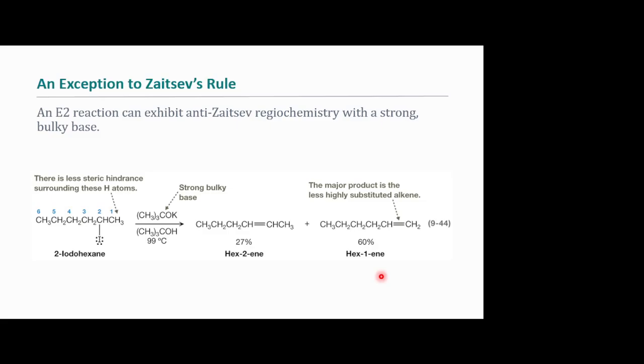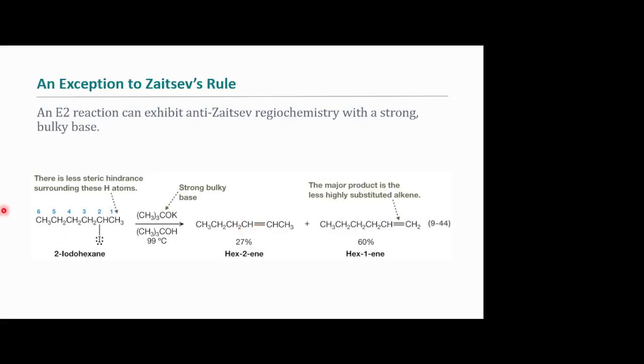Okay. Now that I've taught you a rule, let's violate the rule. Okay? We're rebels in this class. So, there are exceptions, of course, to any rule of chemistry or any rule of science. Rules in chemistry and science are not laws, right? And even laws should be questioned.